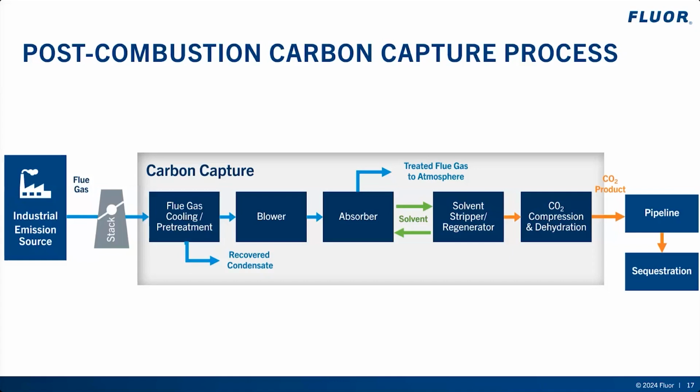The third step is solvent regeneration. Rich solvent from the absorber is sent to the regenerator, where heat is applied to strip the CO2 from the solvent. The lean solvent leaving the bottom of the regenerator is recycled back to the absorber. The recovered CO2 leaves the top of the regenerator, where it is sent to the CO2 compressor.